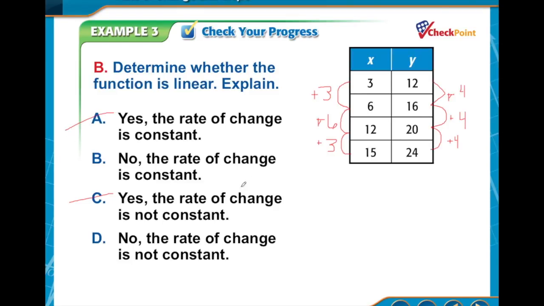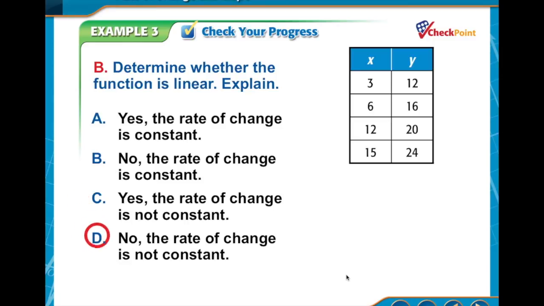We know the rate of change is not constant. And why do we know that? Well, because the x changed by a different amount. So it's not the same, so we can stop there. No, this whole thing does not make a line. So that's just review from what we talked about last time.